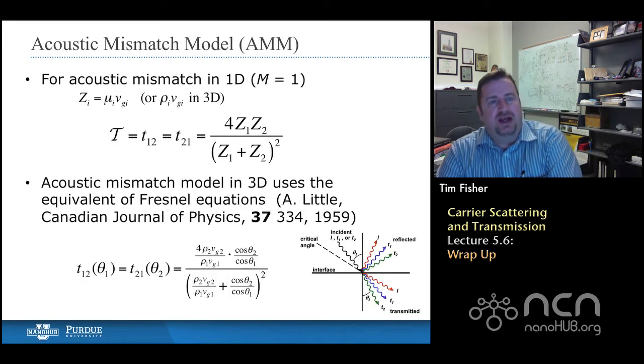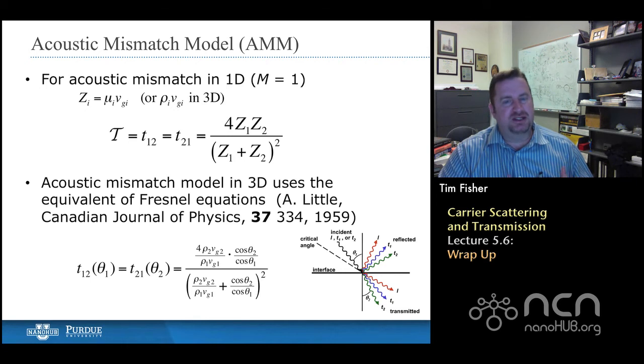So the first thing we looked at was the acoustic mismatch model. In the acoustic mismatch model, it's sort of like the perfect interface, perfect in the sense that we have crystalline continuity and planarity between the two phases. There's no roughness, in other words. And in that case, you can treat the interfacial transport in much the same way that people deal with acoustic waves.